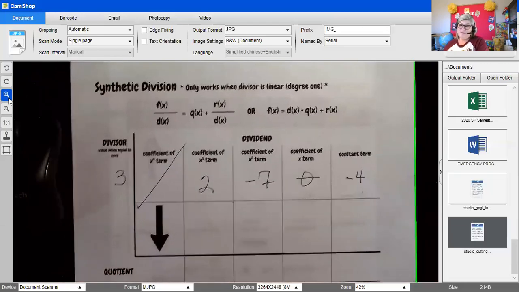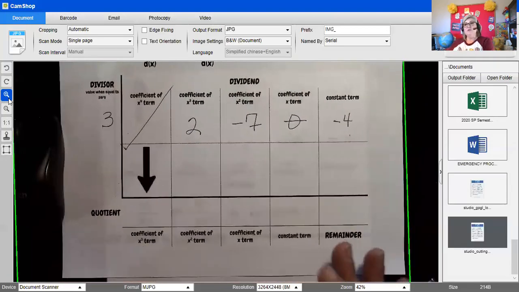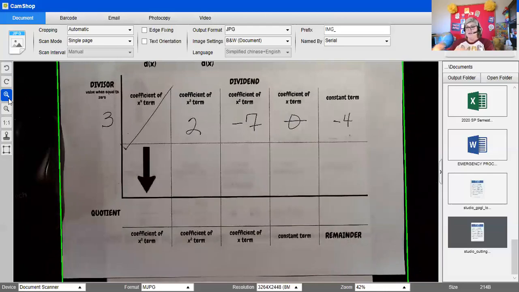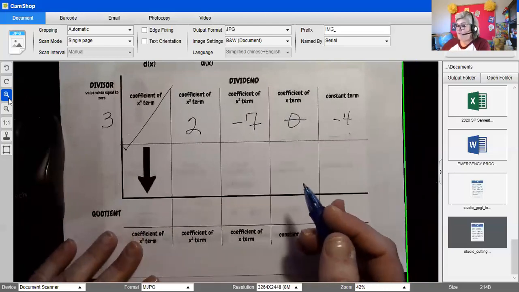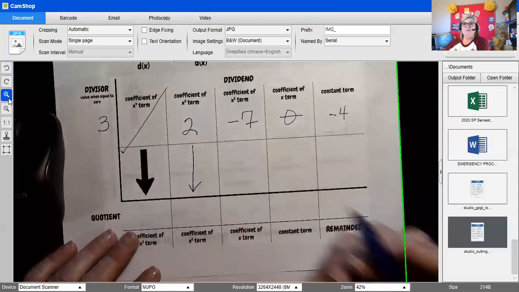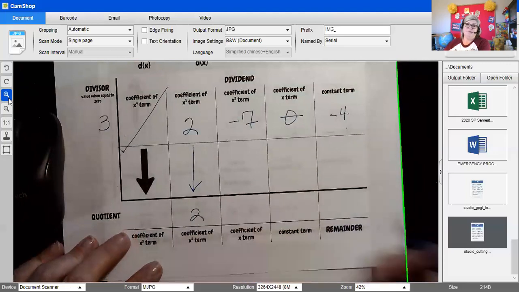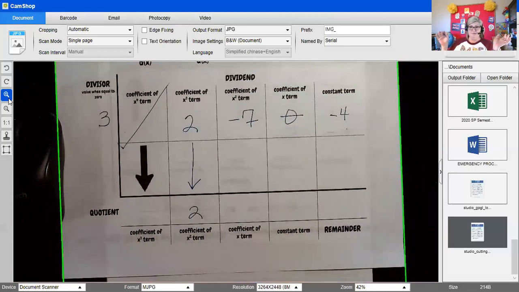Now comes the fun part. We've got it all set up to do the actual process of synthetic division. First step, bring your first term down. So you just bring it straight down, 2. That's it. Bring it straight down.